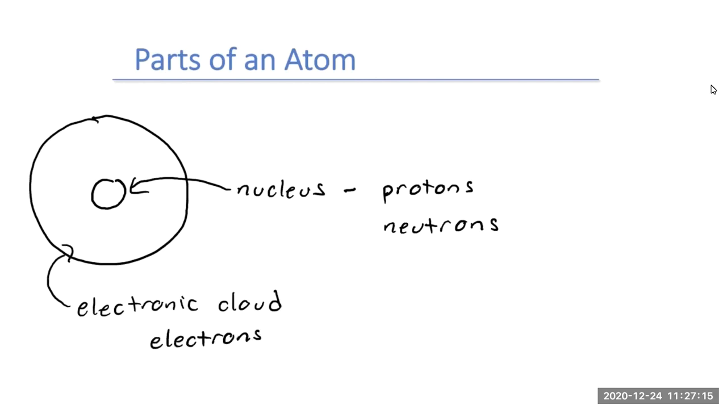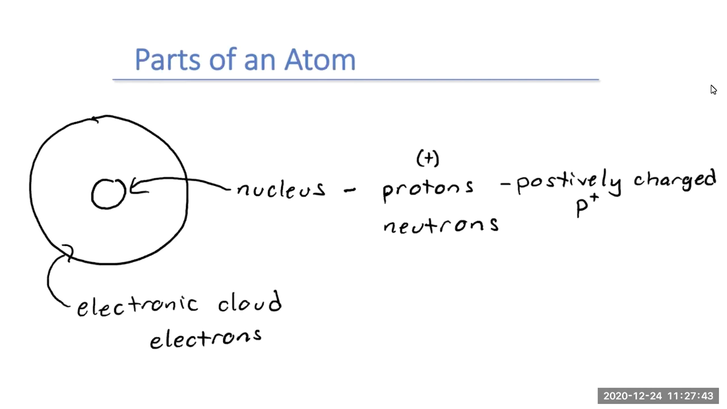These are the three main subatomic particles that we examine in chemistry: the proton, the neutron, and the electron. Now, the protons, those are positively charged subatomic particles. So the protons, we usually write them with a plus, or you can write them with a P with a plus.